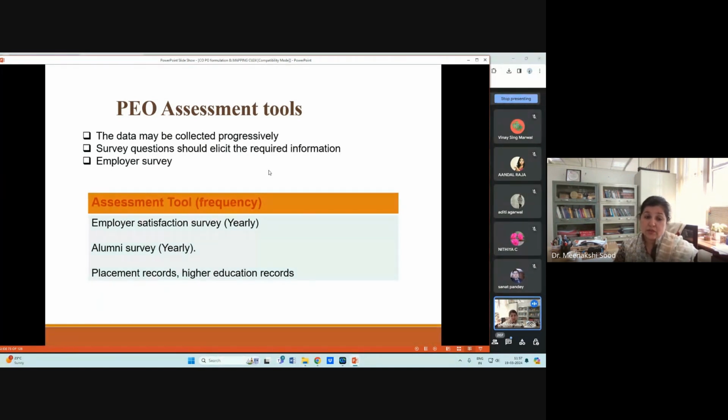But still the tools which we use: take the alumni survey, after every year, make it a yearly feature. The placement records, the higher education records, the employer satisfaction survey. So these are the various tools which you can use for checking the attainment of the POs. There can be much more, but these are a few generic and regular ones which can be followed.